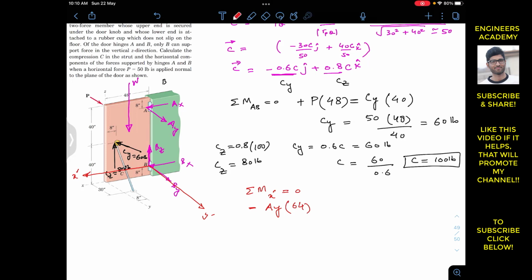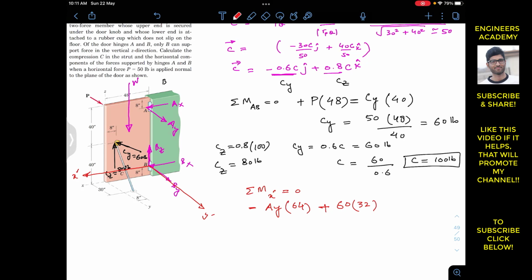Similarly, cy is producing the moment about the x dash axis in this direction. And if we curl our right hand fingers in this direction, the thumb will point out in this direction. So this means that it is producing the counterclockwise moment. So I will write plus, and cy magnitude is 60, and the perpendicular distance of cy from that x dash axis is 40 minus 8, which is 32.